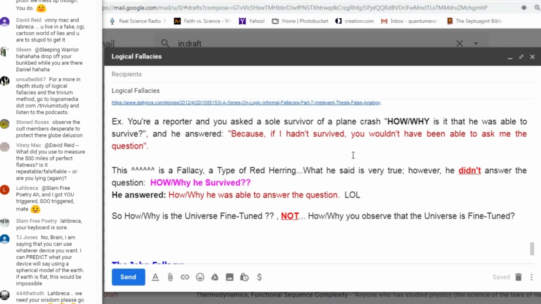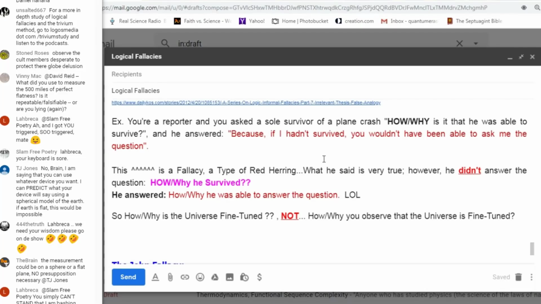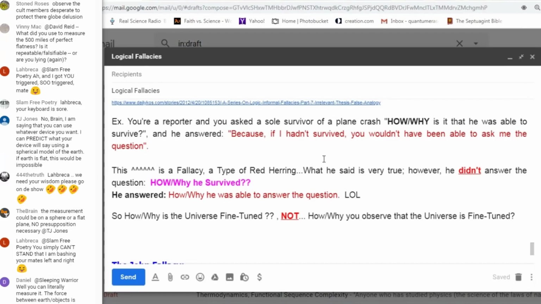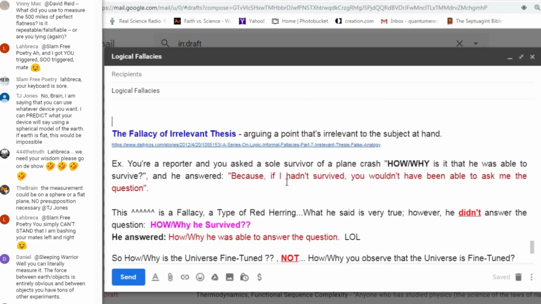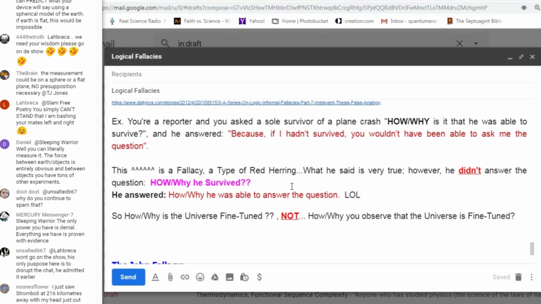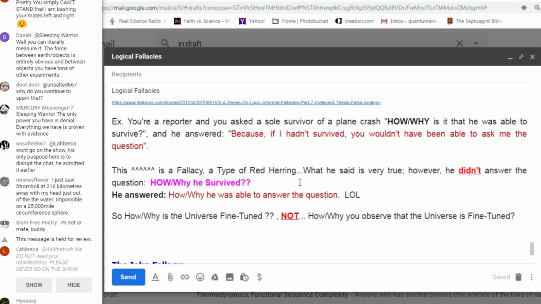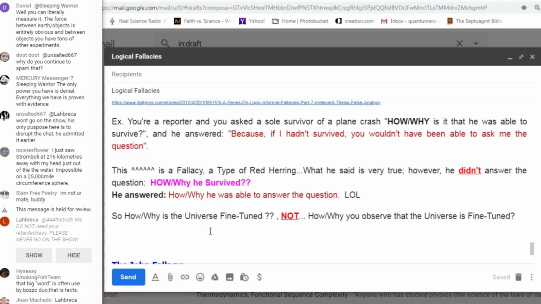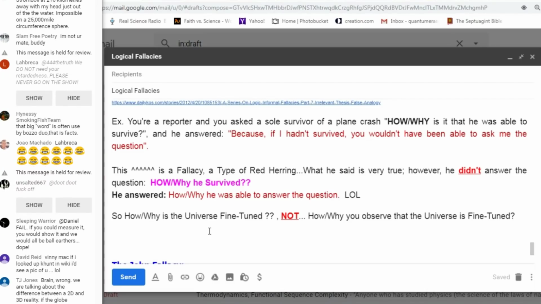What he said is very true. However, he didn't answer the question of how or why he survived. He answered how he was able to answer the question. It's real subtle though, but you can see that it's irrelevant. It's a diversion. He didn't answer the question. And what this usually falls into, this is a bedrock argument of pretender clowns in the fine tuning argument of the universe genre. If you see anything hovering around fine tuning, you're going to see this argument, right? The question is, how or why is the universe fine tuned, not how or why you observe that the universe is fine tuned.